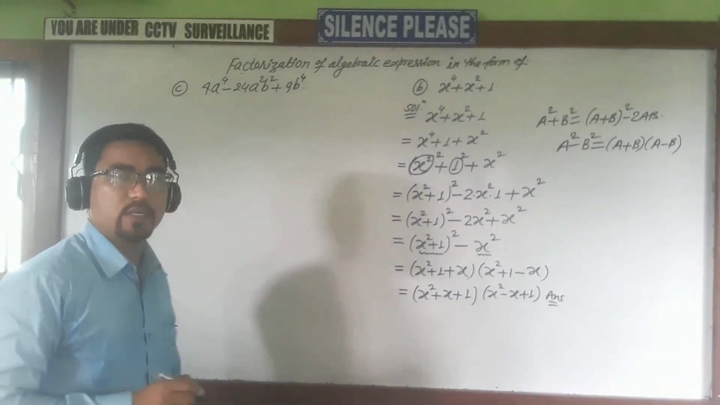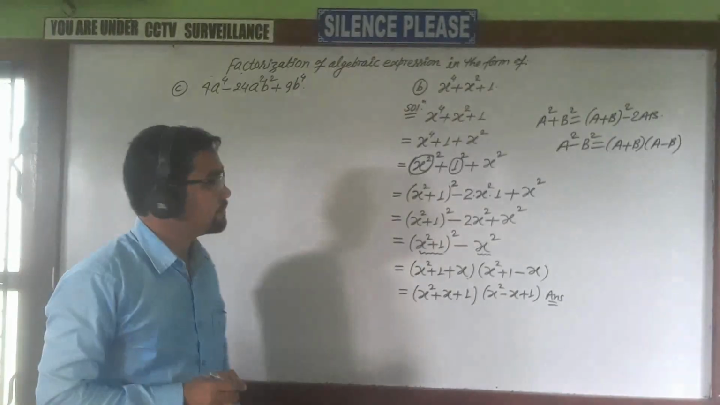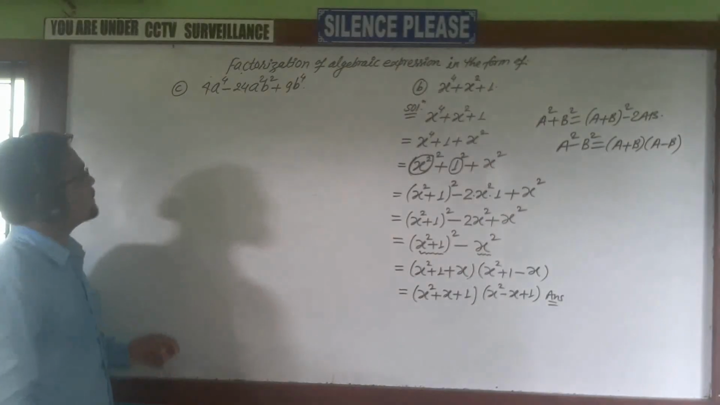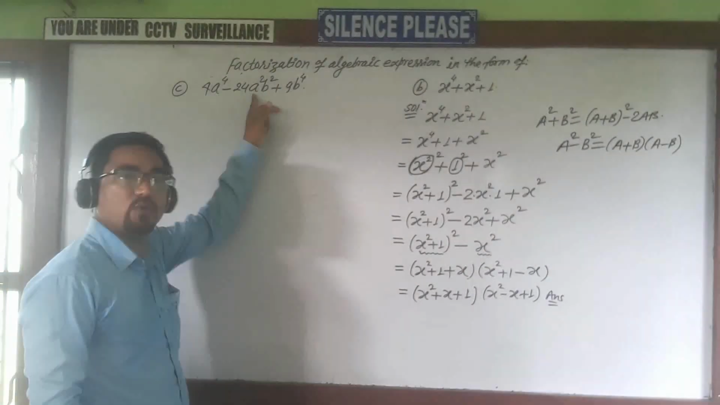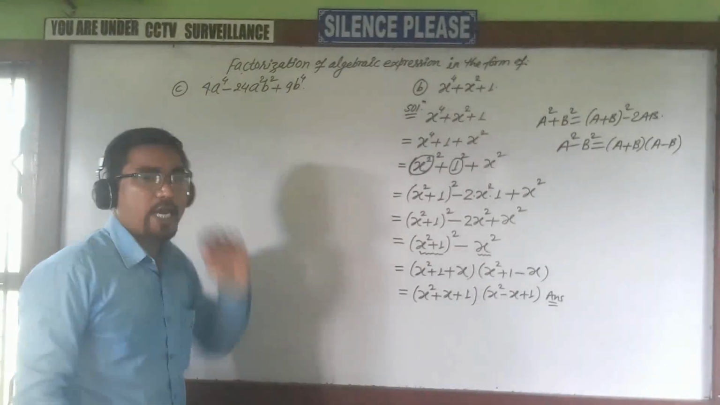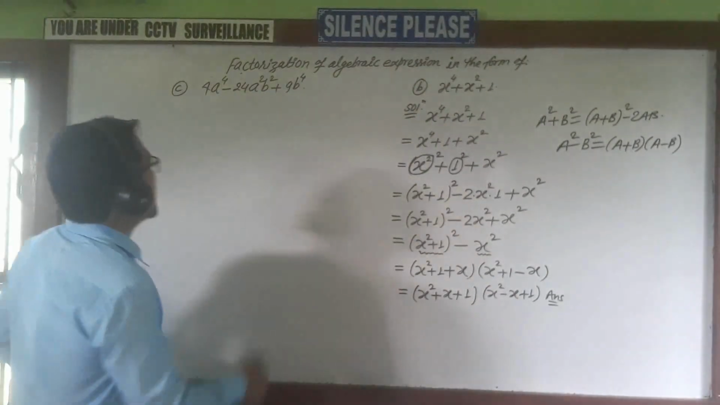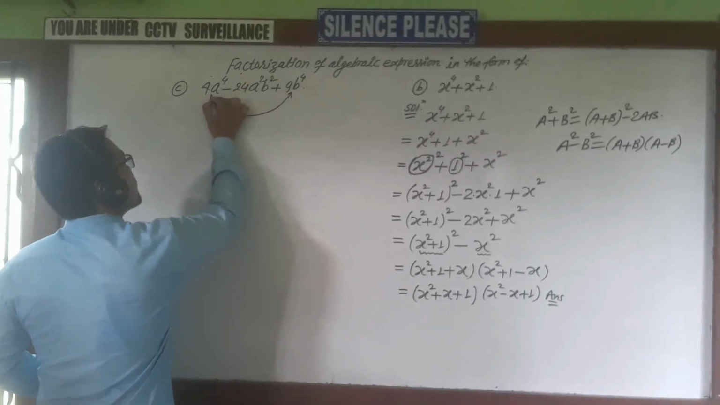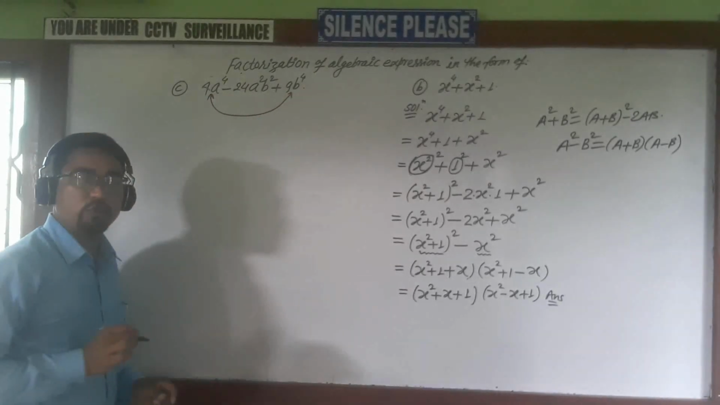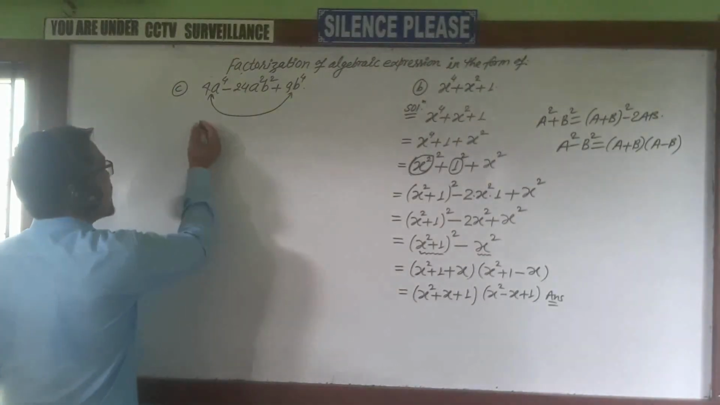Next question, I'm going to do this question here. All of you do it here. Our question is 4a power 4 minus 24a square b square plus 9b power 4. So these two expressions, the first and last term, we have to arrange together. First of all, our first work is in your solution.